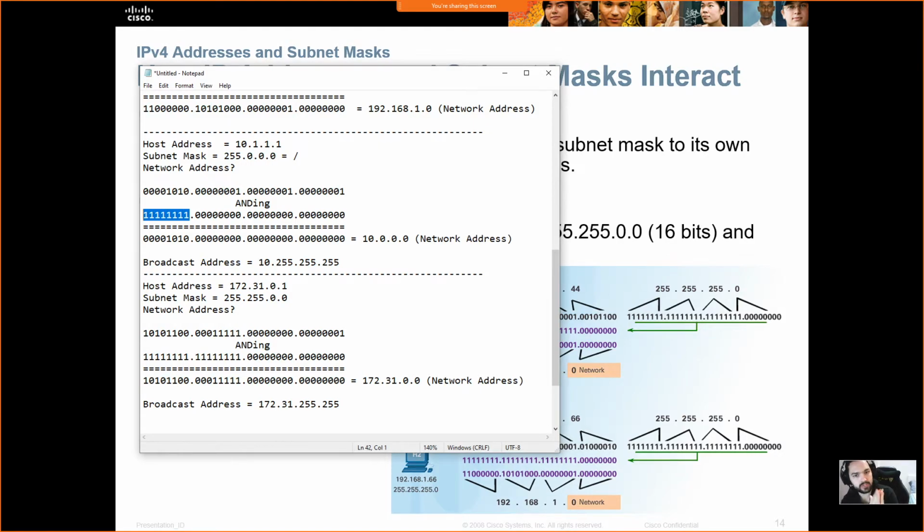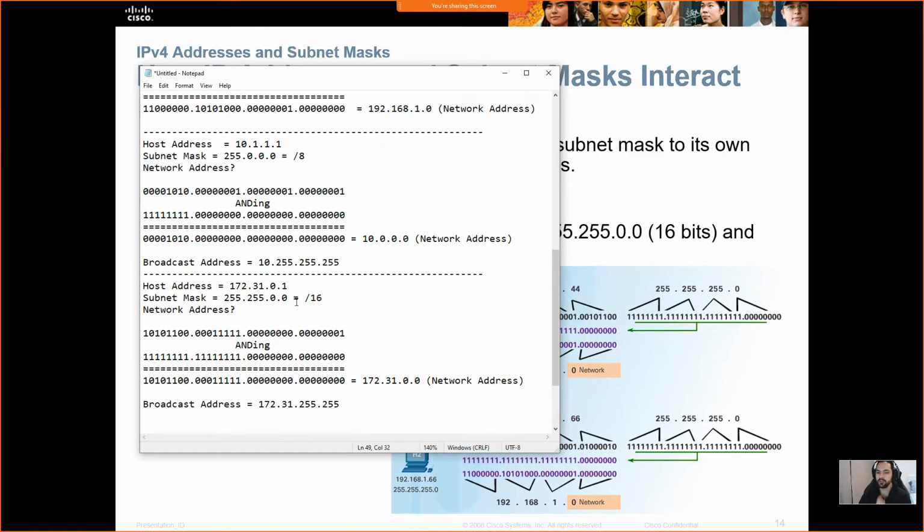How many ones do I have here? Anyone wants to give it a shot? 8. My slash notation is /8. Okay? In this one, guys, what's the slash notation of this subnet mask? 255.255.0.0? 16. So this is a /16 address.